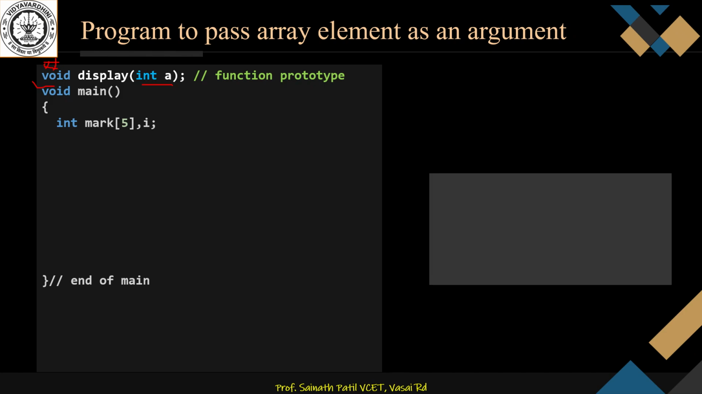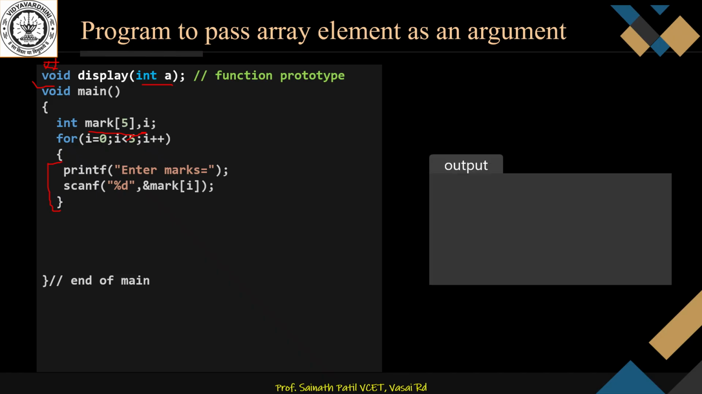In void main, I declare mark array of size 5 and, comma, i, that is one more variable. Using a for loop, for i equal to 0; i less than 5; i plus plus. In the body of the for loop I use printf and scanf: printf enter marks, scanf %d and mark of i, that is 0, 1, 2, 3, 4. Like this, marks will be entered and stored in the array mark. So like this, in the output it will be stored.